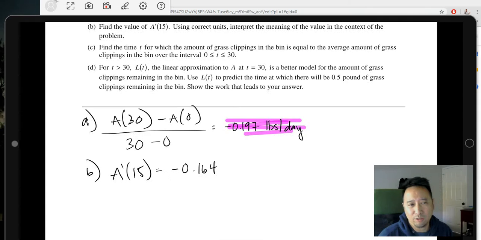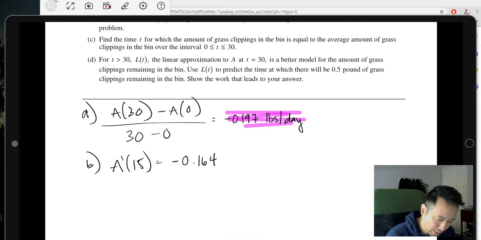So you can either put the rate at 15 days is negative 0.164. But I think the better way of saying that is the amount of grass clippings in the bin is decreasing because of that negative, right? It is decreasing at this 0.164.